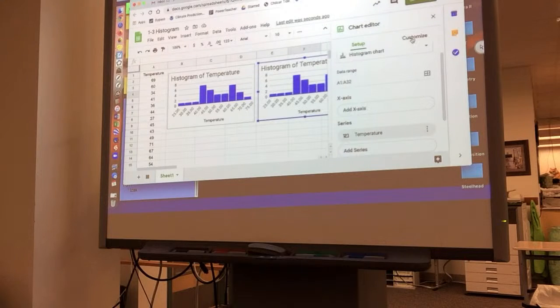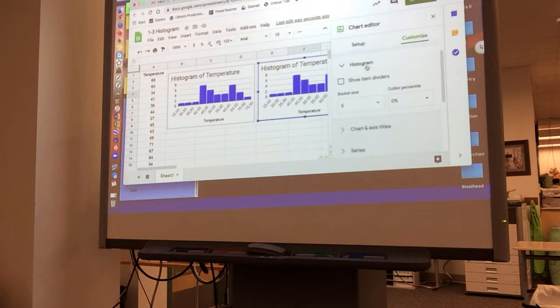Or am I going too fast? I had to unclick something. Okay. So you just highlight that and make your buckets 2. And then we need to do one where it's 10.